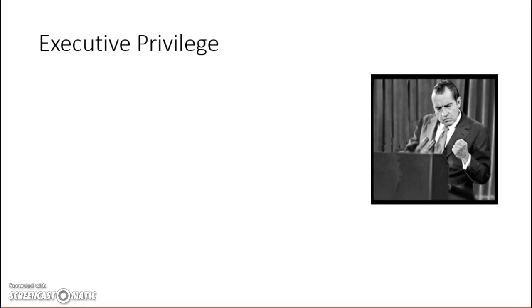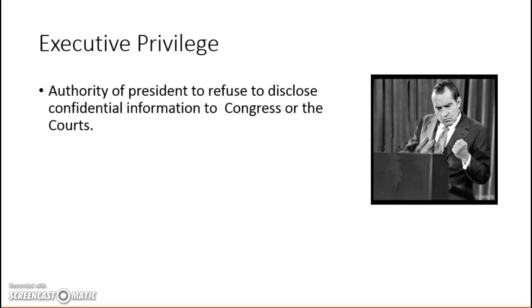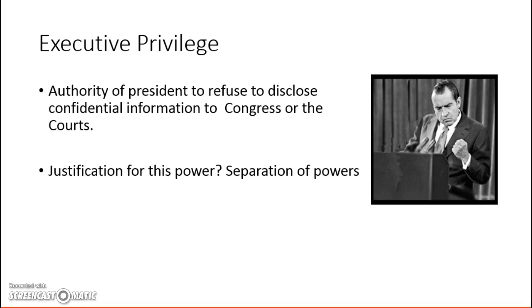Last of all is executive privilege. We see Richard Nixon here. We know that he claimed executive privilege during the Watergate scandal, refusing to turn over tapes that might incriminate him. Executive privilege is the authority of the president to refuse to disclose confidential information to Congress or the courts. In this instance, Nixon was not successful.